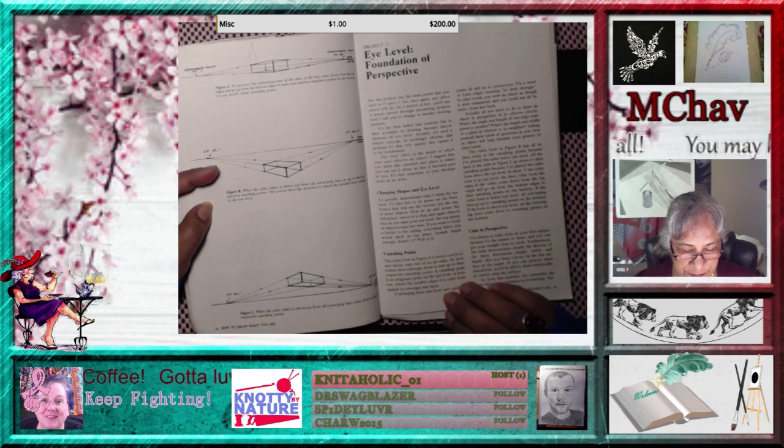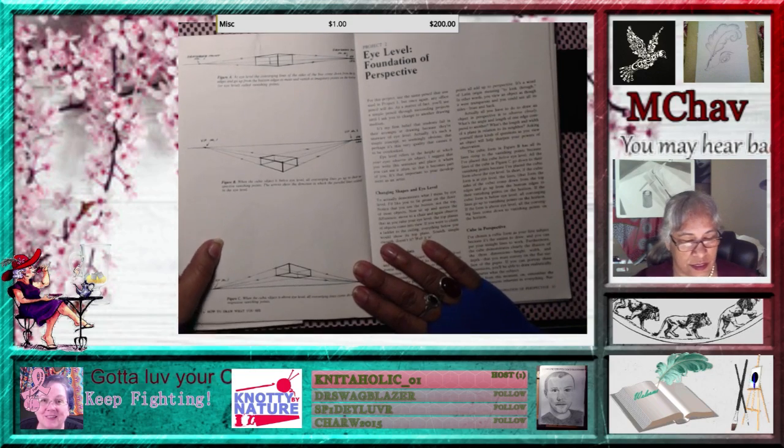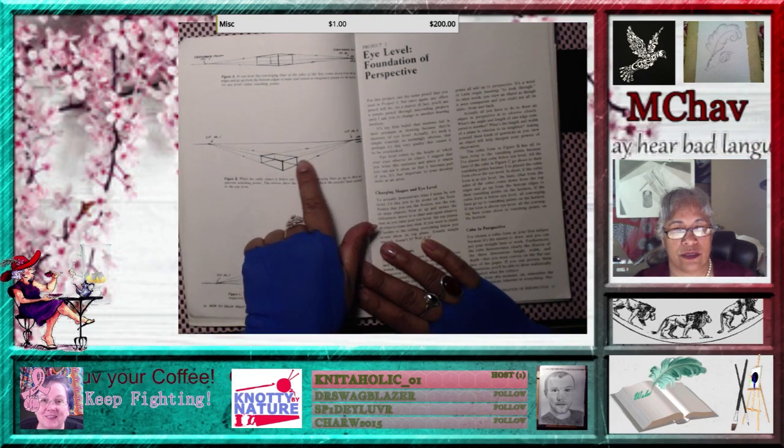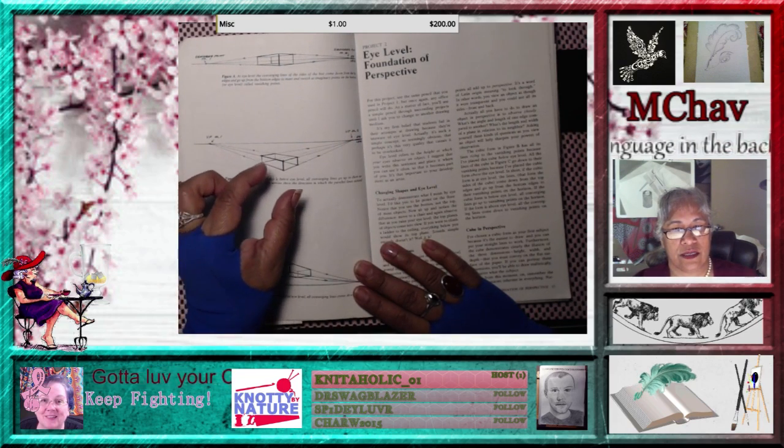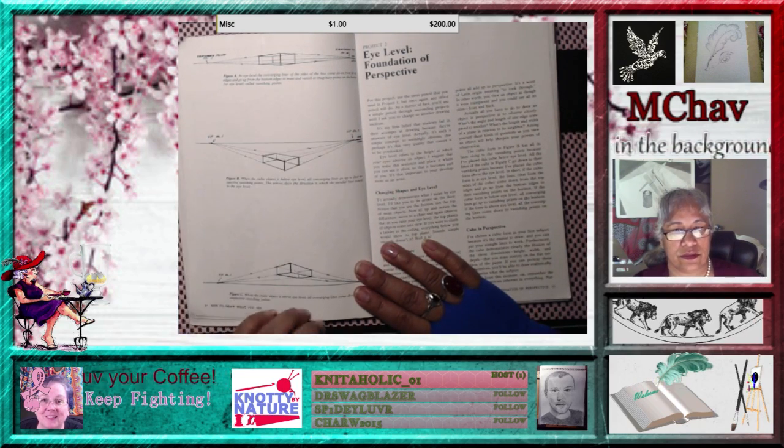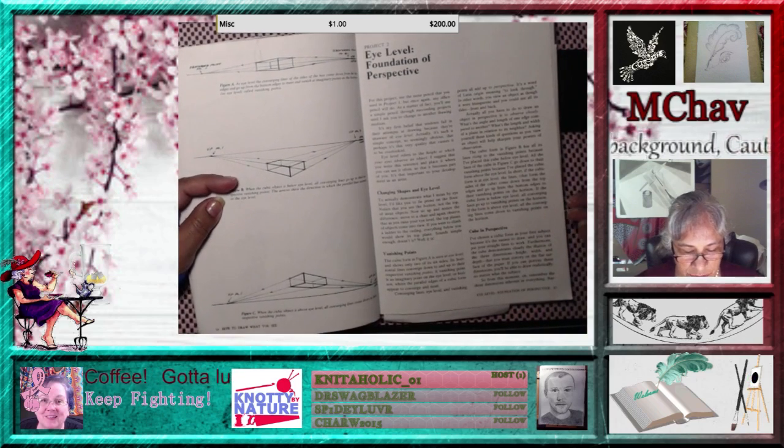Well, it is. Vanishing points. Vanishing points are this here: when you go this way, it gets smaller as you go. So that's what they're going to talk about.